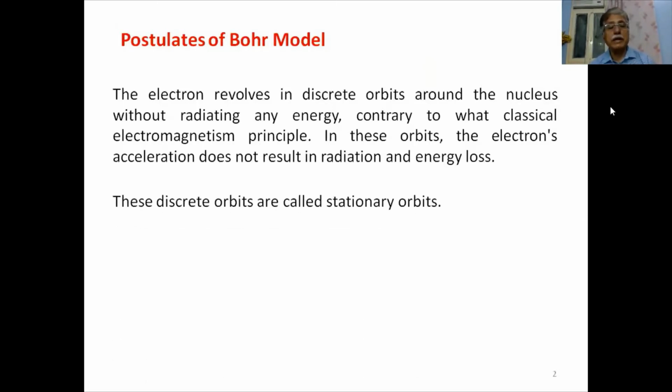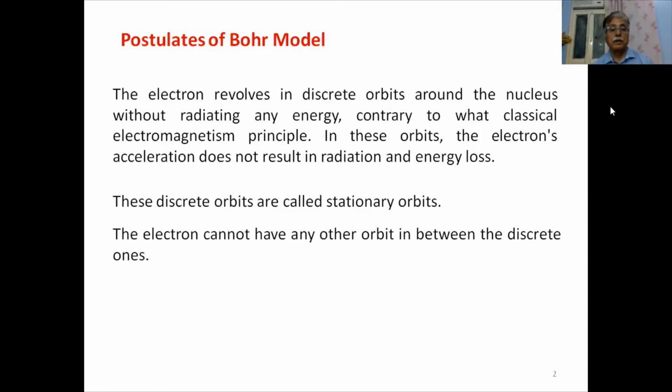And why is it not radiating? Because these discrete orbits are stationary orbits. What are these stationary orbits, and why are the electrons not radiating in them? That we will deal with a little later. But right now, let us understand that the postulate of the Bohr model is that as long as the electrons are in these stationary orbits, they will not radiate any energy. There will be no orbit in between these stationary orbits. Other orbits are not allowed.